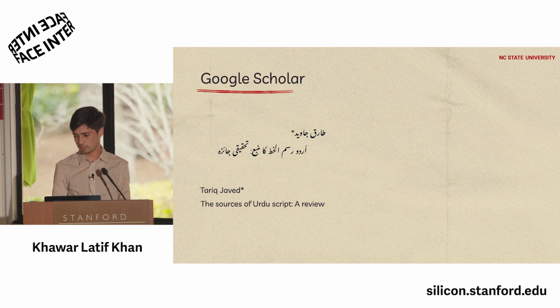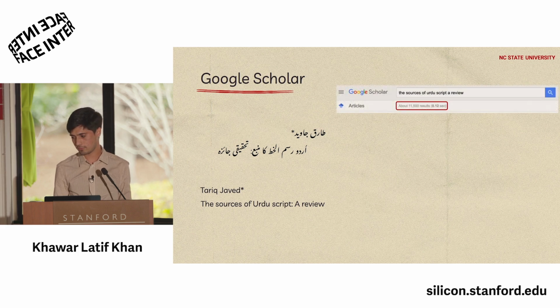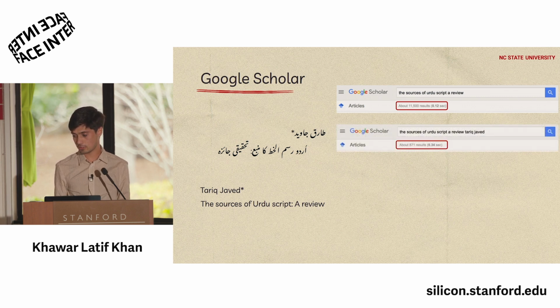And what I did was that later on I tried to look it up on Google Scholar. I typed the name of the article, the English title of it. It gave me like 11,500 results, but the first 3 or 4 pages which I had the courage to skim did not have the article I was looking for. So I used the name of the author with it as well. The results went down to somewhere around 871, but still I could not find the article I was looking for.